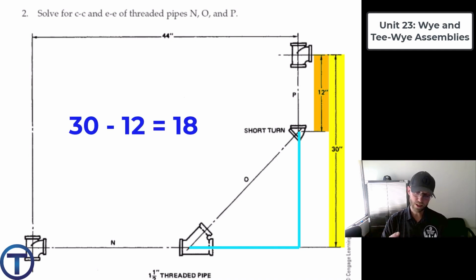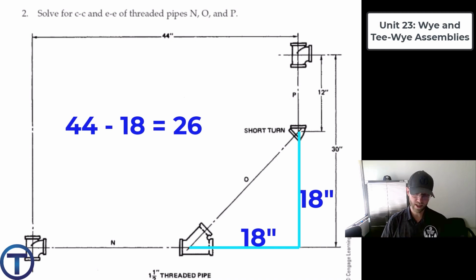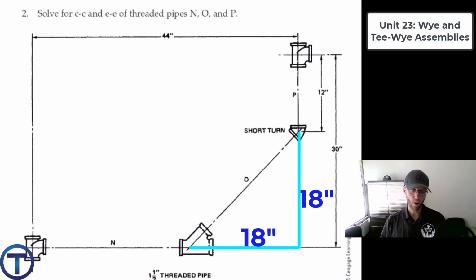But we can subtract 12 from 30, and that's going to give us the remaining section of that triangle. That side of the triangle is going to be 18 inches. If that is 18 inches, then we know coming across horizontally, the other leg or side of that triangle is going to be 18 inches. So we can take 44 and subtract 18. We're going to get 26 inches. Perfect. Well, then we're halfway there to O already.